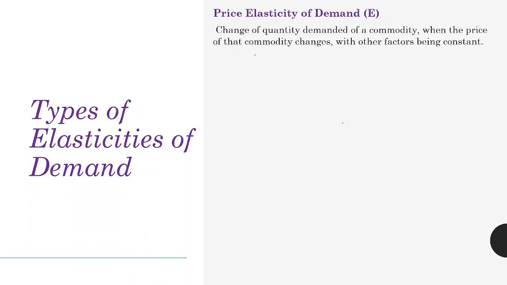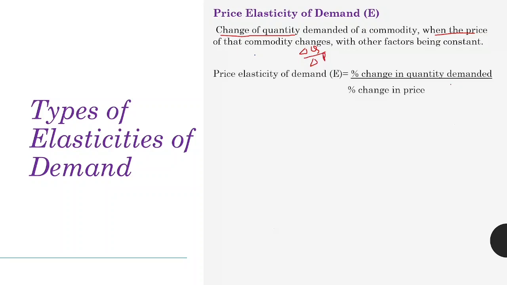The first one is price elasticity of demand. So it is the change of quantity demanded of a commodity when the price of that commodity changes, with other factors being constant. So in price elasticity of demand, we see the change in quantity demanded with respect to the change in price of the commodity. Okay, so do remember this, and the formula for this is percentage change in the quantity demanded by the percentage change in the price.